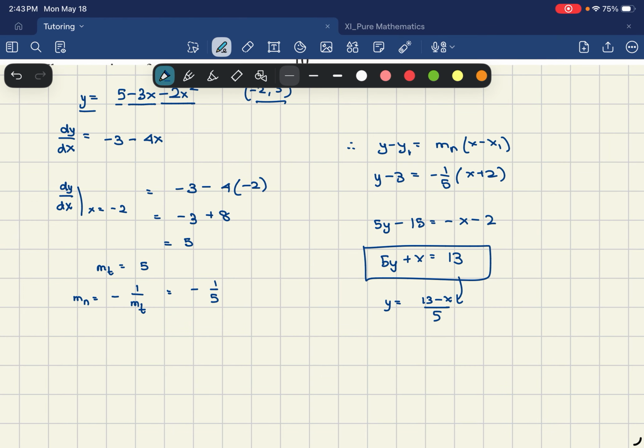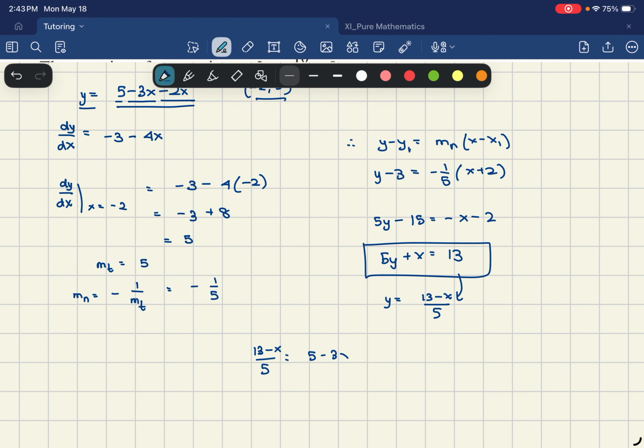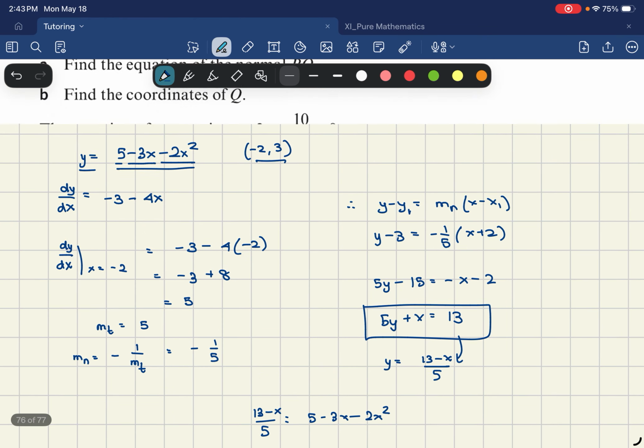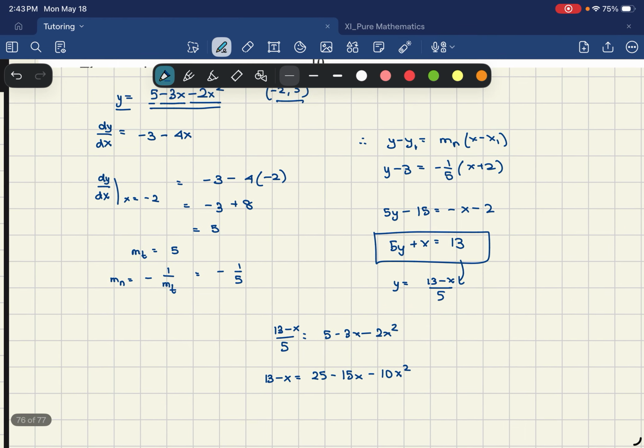So now I'll just substitute y here: 13 minus x over 5. I want to solve it when these two points are equal. So 5 minus 3x minus 2x squared. If I multiply by 5 on both sides, I'm going to get 25 minus 15x minus 10x squared. So this is the normal line.